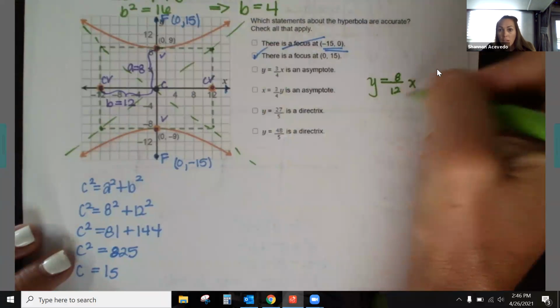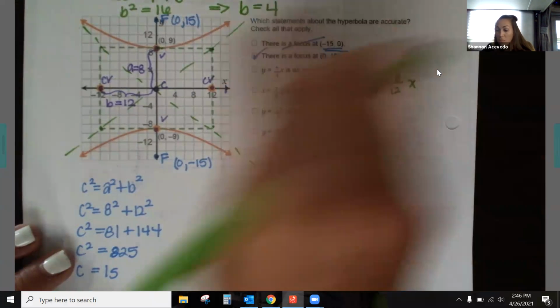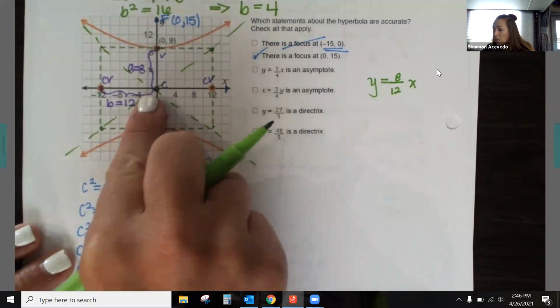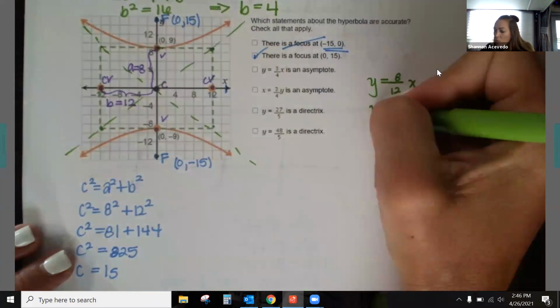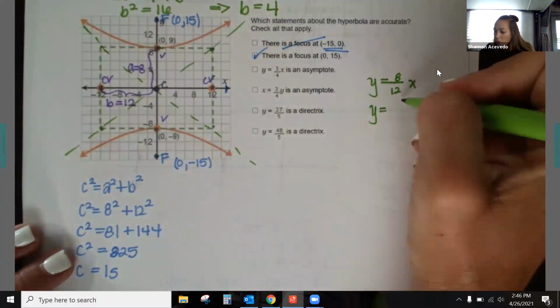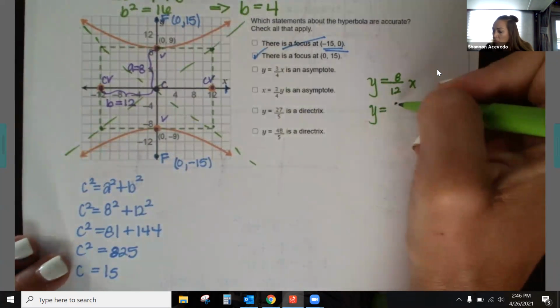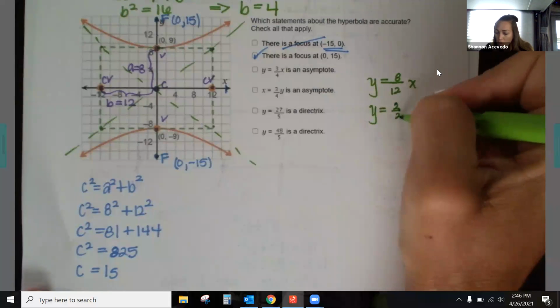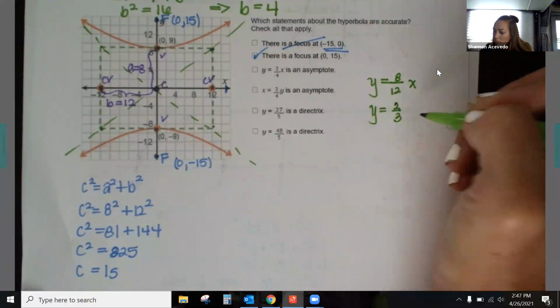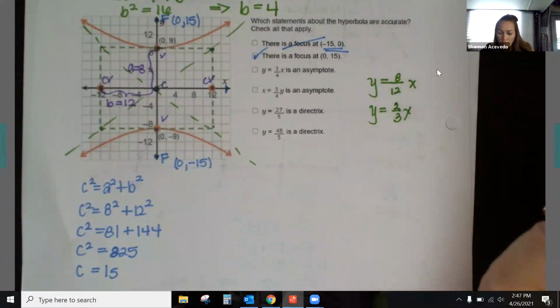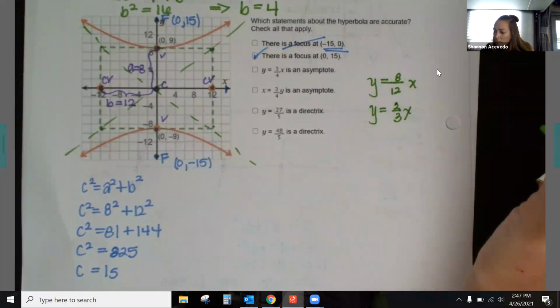This is my slope, right? It's at my origin, so it's just plus the value of 0 there for the b. We don't need that. 8/12 though can be simplified. So that's the same thing as y equals, 4 goes into both of them, so y equals 2/3 x. Did I do that right?